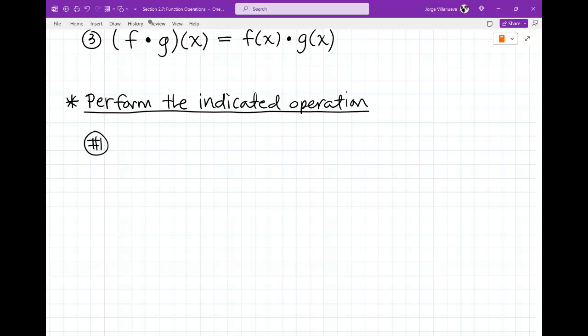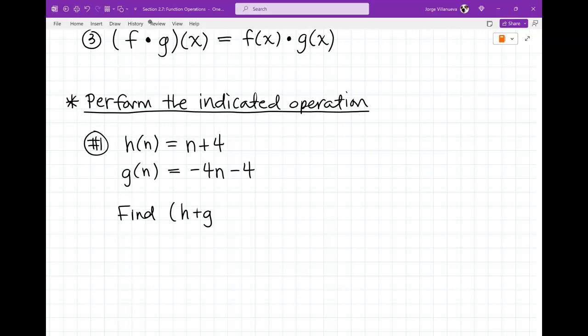So here we go. Here's an addition. h of n is n plus 4. g of n is negative 4n minus 4. And what they want you to do is find h plus g of n.